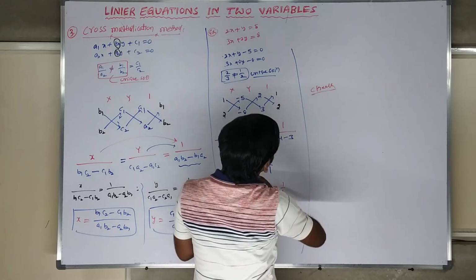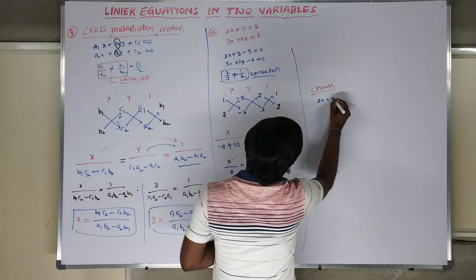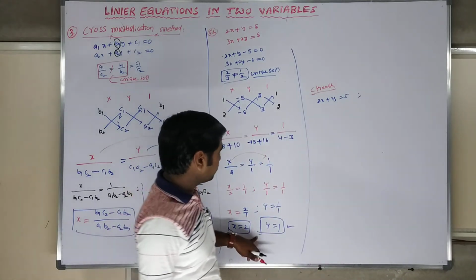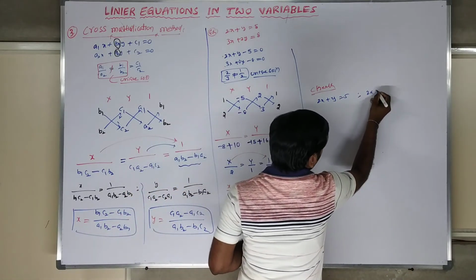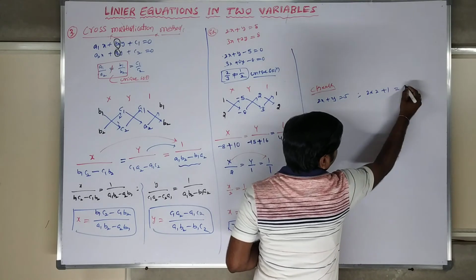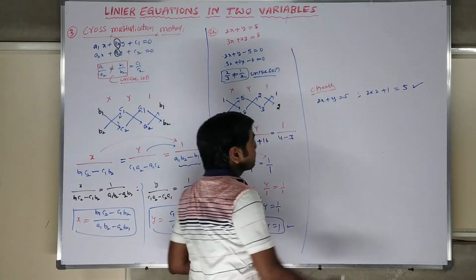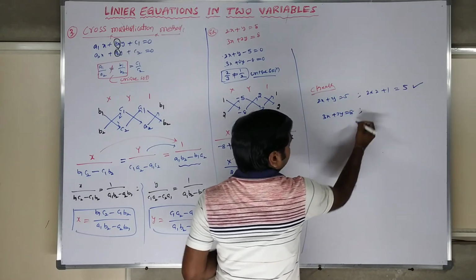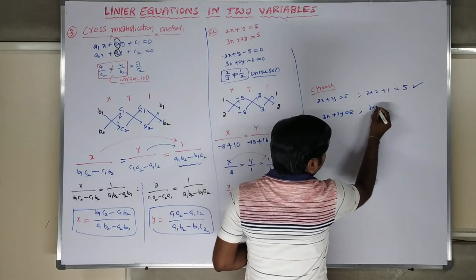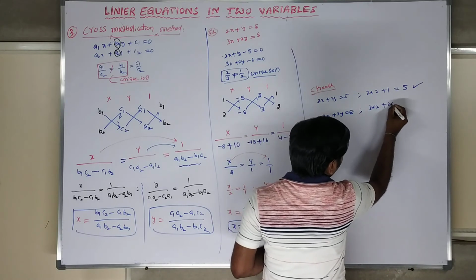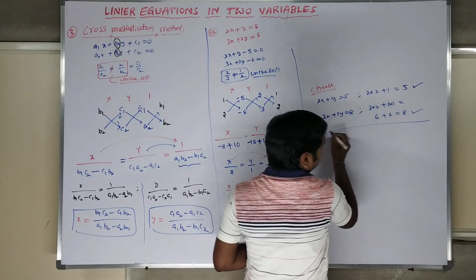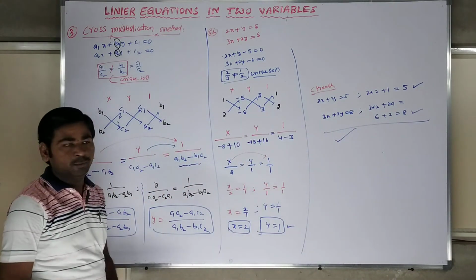For the check, take the equation and substitute. The first equation is 2x plus y is equal to 5. Check it out: x is equal to 2, y is equal to 1. So 2 into 2 plus 1, 4 plus 1, 5. The answer is correct. Then 3x plus 2y is equal to 8. Substitute x equal to 2: 3 times 2 is 6, plus 2 into 1, 6 plus 2, the answer is 8. The answer is correct. Therefore, your answer is verified.